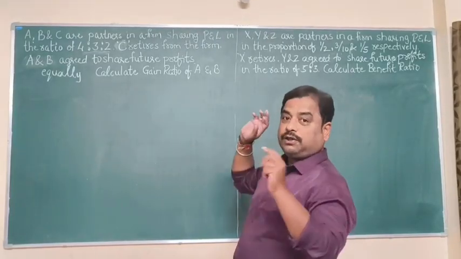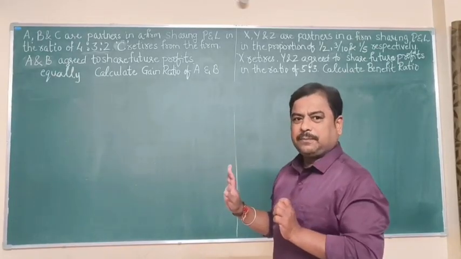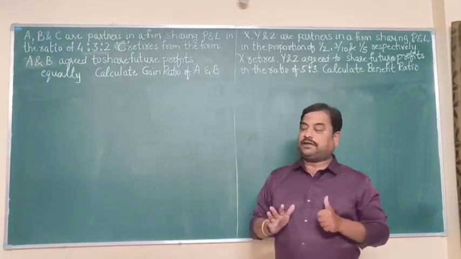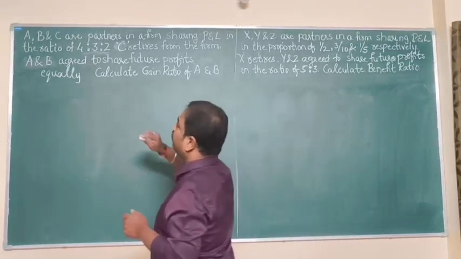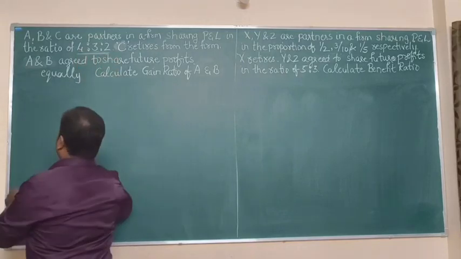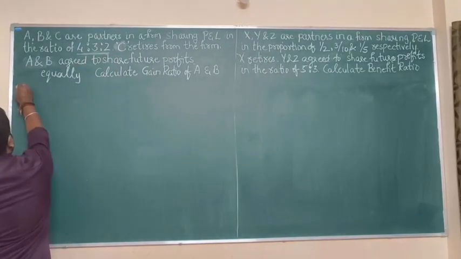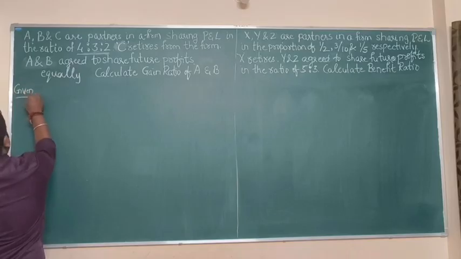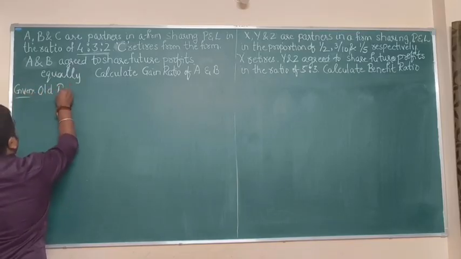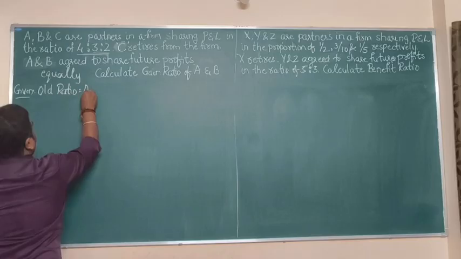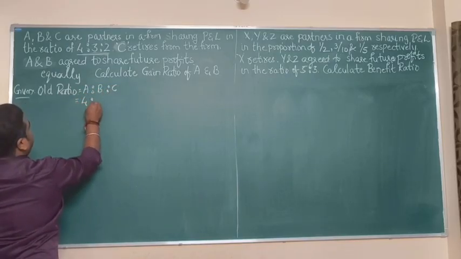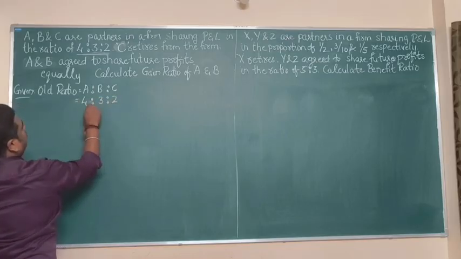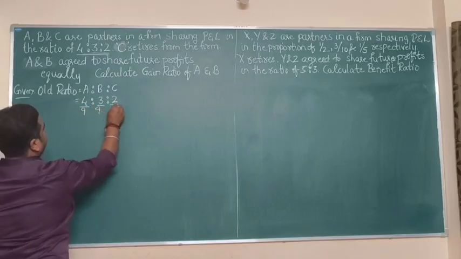Okay students, let's move on to the third question. It is a very simple concept, but a very possible 6 marks question. A, B and C are partners in a firm sharing profits and losses in the ratio of 4 is to 3 is to 2. As we read, we will write. What is given to us in the question? The old ratio. A is to B is to C is 4 is to 3 is to 2. 4 plus 3, 7, 7 plus 2, 9. So 4 by 9, 3 by 9, 2 by 9.